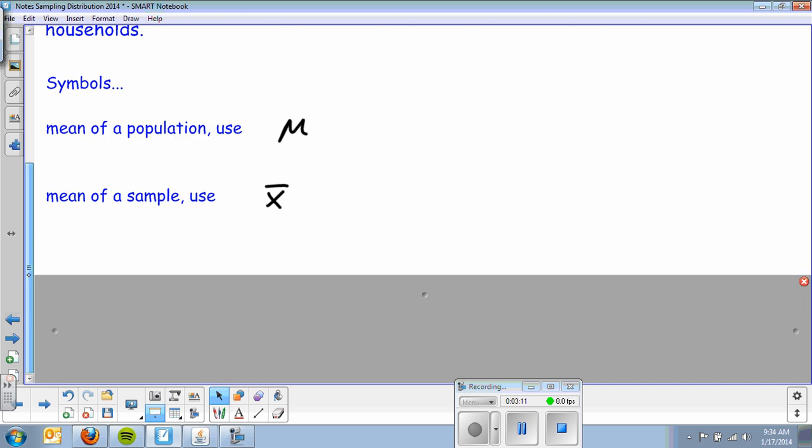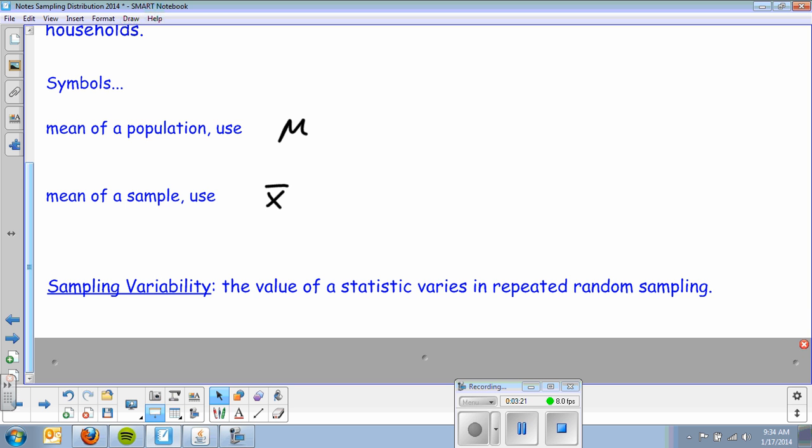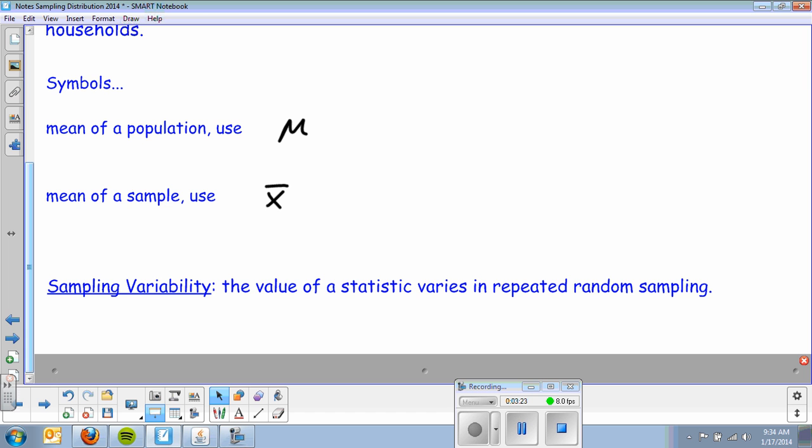Now, if I take a bunch of samples, if each one of you went out and surveyed 25 houses and asked their income, you'd all get back some slightly different numbers. So we call that sampling variability, and that's the value of a statistic varies in repeated random sampling. Because you're not always going to get the same mean every 25 houses that you go ask.